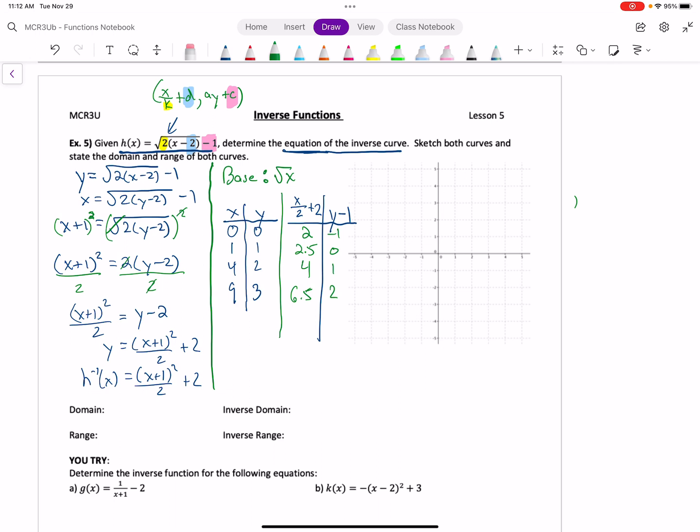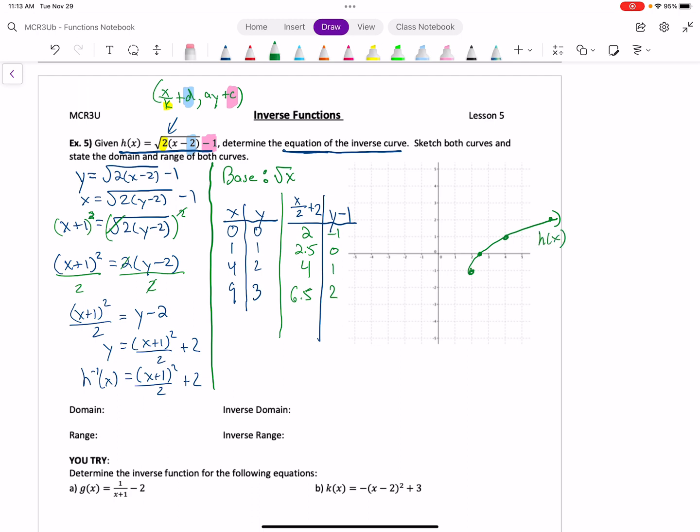So let's sketch the transformed one. Again, you may have to press pause to catch up, but that's okay. And 4, 1. Our last point here, 6.5, 2 goes off the graph, but I'm just going to guesstimate where it is. So there is my original h of x.